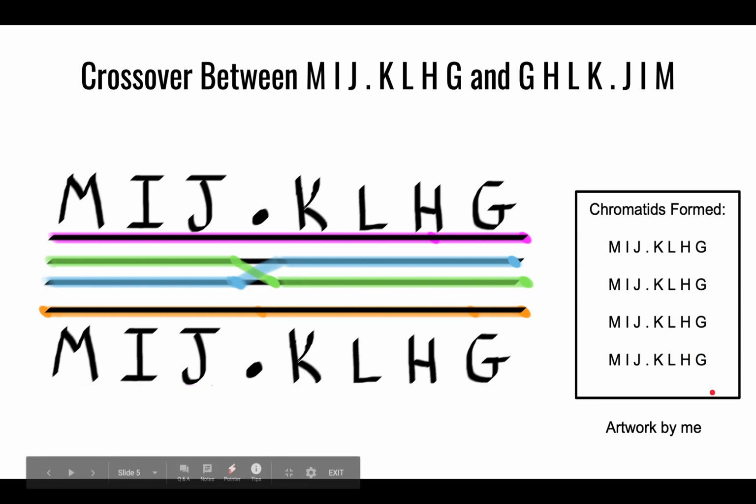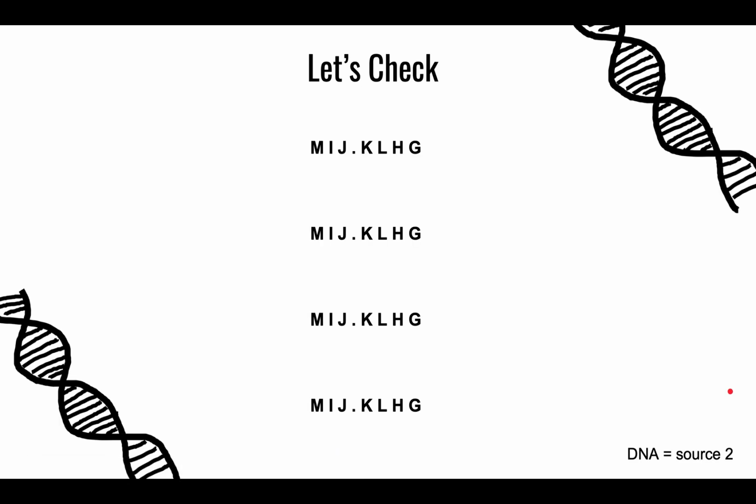And so now we would like to know if they are viable. They are all 4 the same, and they all have every single letter and the centromere, and they do not have any duplications or deletions, and so they are all 4 viable.